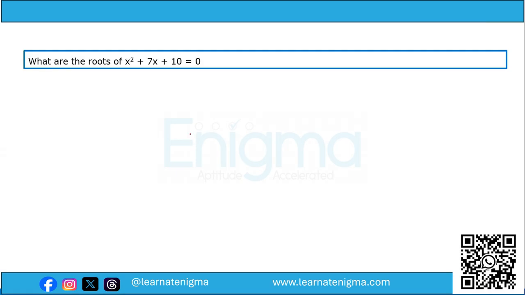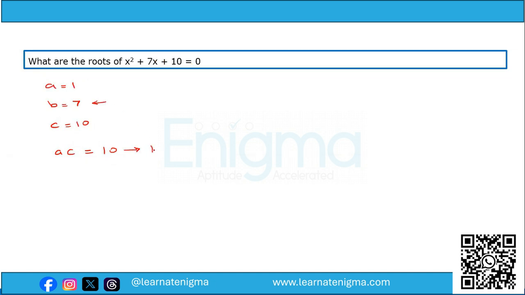What are the roots of x squared plus 7x plus 10 is equal to 0? If we compare it to the standard form of quadratic equations, we get a is equal to 1, b is equal to 7, and c is equal to 10. If we take the AC product, we get 10. Now, we have to factorize 10 in such a way that the sum of factors is equal to 7.